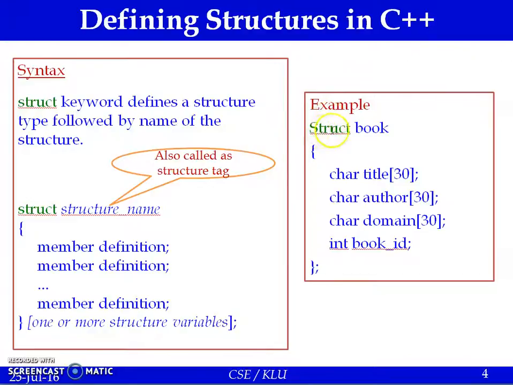For example, struct book, and the first member is title. The data type of this variable is character array, and the size of this array is 30. The next member is author. It is also a character array of size 30. Domain is the third member, whose data type is character array of size 30. The next member is book ID, and its type is integer. And the structure declaration ends with a semicolon.